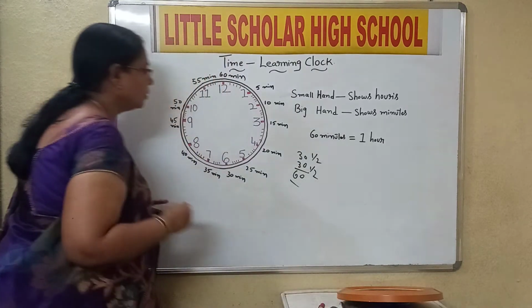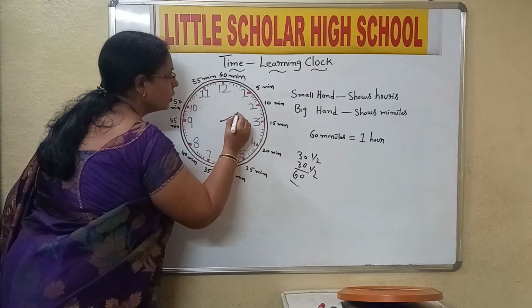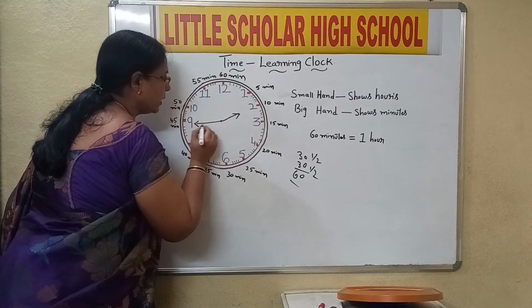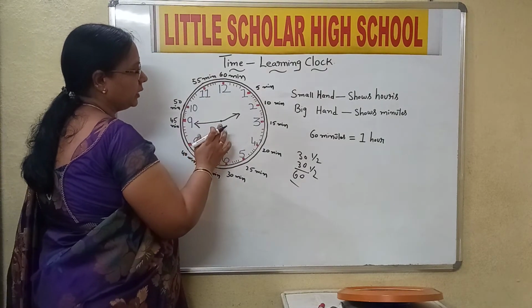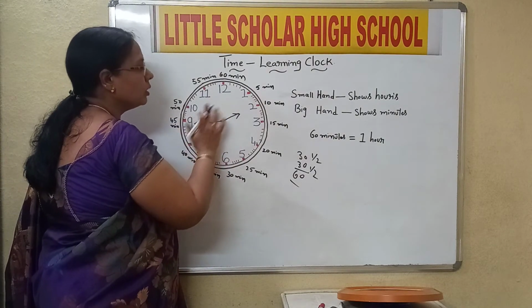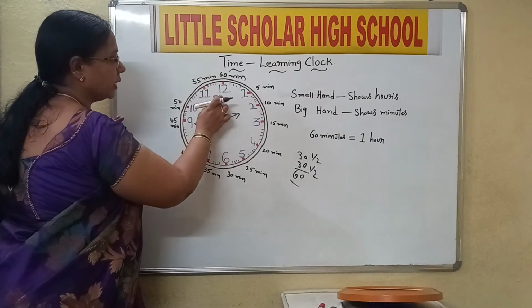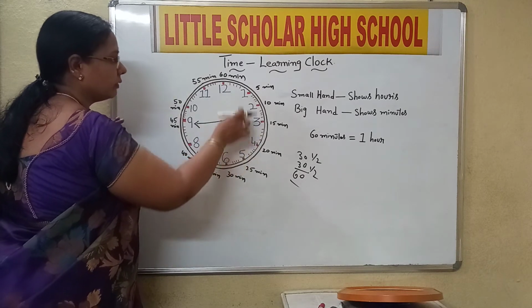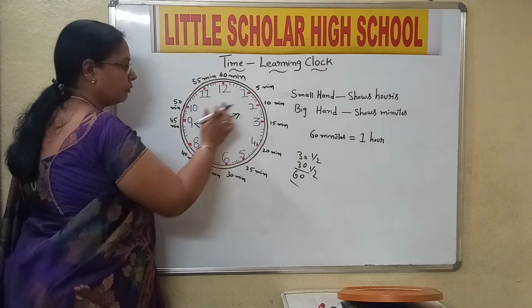See. Now the small hand is on 2. Okay, and the big hand is on 9. That means what is the time? It is 1:45. I said 15 minutes. This is 1:15. This is another 15. This is another 15. That means we can say it as 1:45 also.